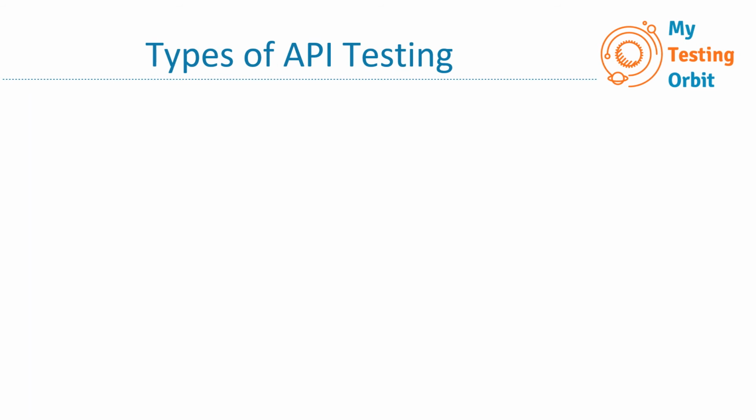Let's have a quick look at a few different types of API testing. There are many types of API testing, and we will just quickly discuss a few of them. The first one is functional. The API does exactly what it is supposed to do. That means all business rules are implemented correctly and correct outputs are returned in the correct format. So all this is tested in functional API testing.